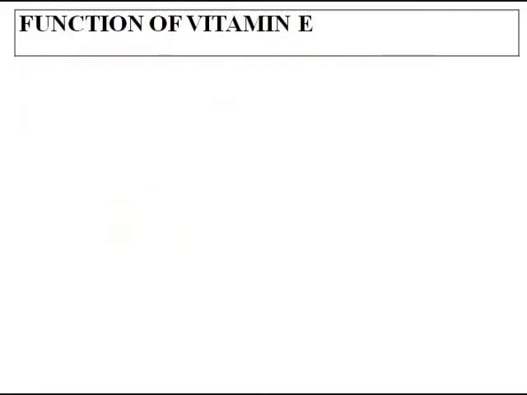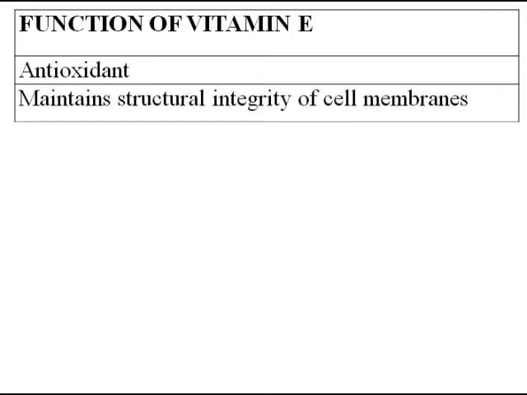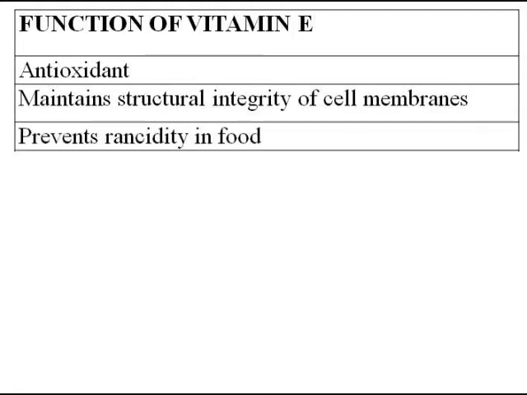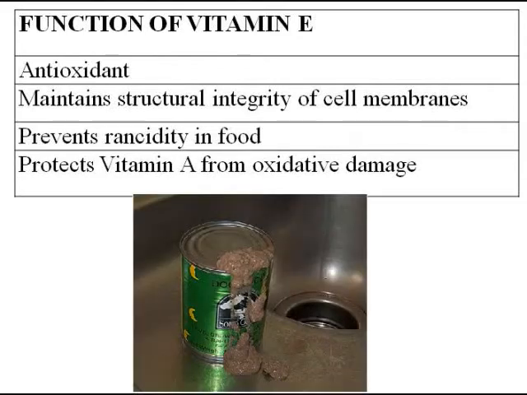Vitamin E has a chief function in the diet and in the body as an antioxidant that prevents the peroxidation of lipids within cellular membranes. Vitamin E thus prevents the destruction of the structural integrity of cell membranes and prevents rancidity of food. Vitamin E also protects vitamin A and the sulfur-containing amino acids from oxidative damage.